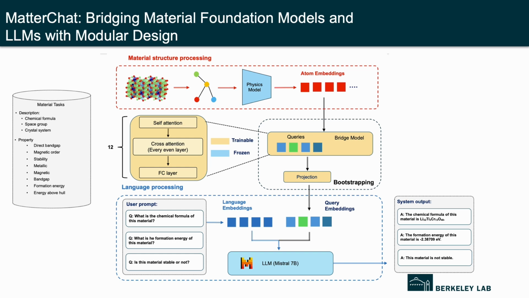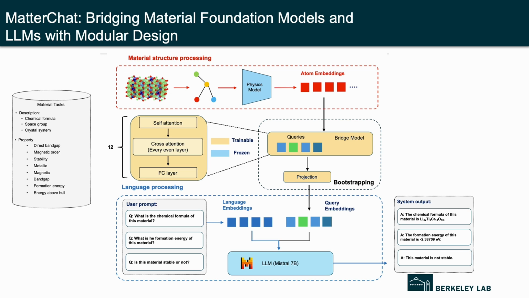Generally, our model is comprised of three branches: the material structure processing branch, the language processing branch, and the bridge model. The material will first be converted to a graph and then fed into the physics graph encoder to get the atomic embeddings. The atomic embeddings will be fed into the bridge model, which is a transformer-based model where the trainable queries do cross attention with the atomic embeddings to further extract features, and then pass through a projection layer to get the final query embeddings, which are dimensionally compatible with the language embeddings.